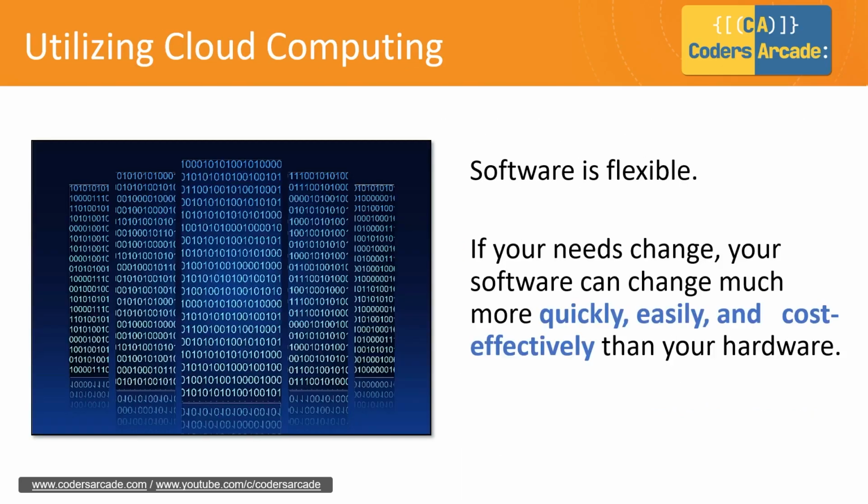Make sense? Now, if you understand this, software is very flexible. Correct? Accessing and using your infrastructure as software offers a number of benefits. The benefits can be flexibility in particular. If your needs change, your software can change much more quickly, easily, and cost effectively than your hardware. Clear? So, with a cloud services provider like AWS, you don't have to anticipate your hardware needs ahead of time and then order, install, and set it up at your data center. You also don't need to undergo a long procurement cycle.